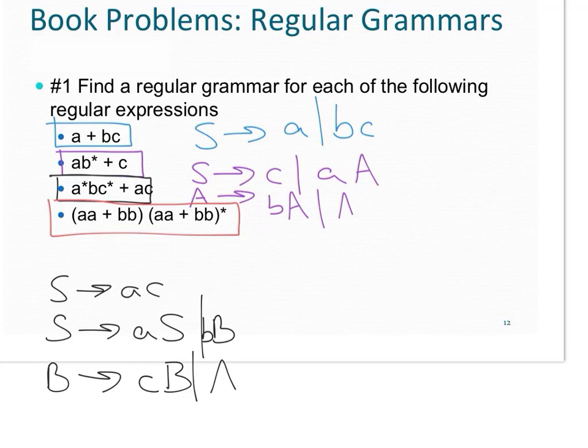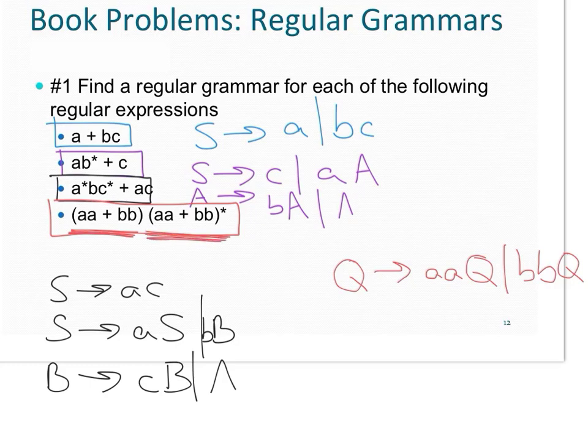So let's see. Instead of starting with S, let's start with Q for a change. So Q could go to AAQ or BBQ. And really, that's going to give us as many pairs of A's or pairs of B's as we want. Because remember, what do we have here? You have to have at least one AA or one BB, and then you follow that with 0 or more of whichever you like. So the trick here is going to be ending.